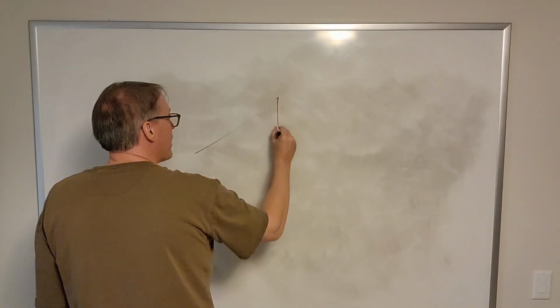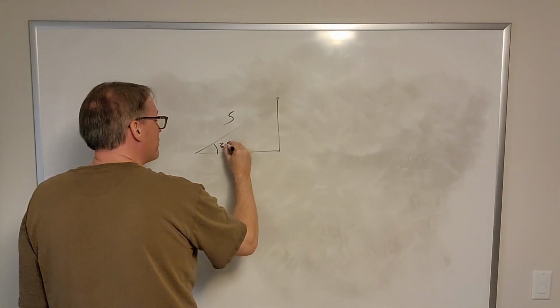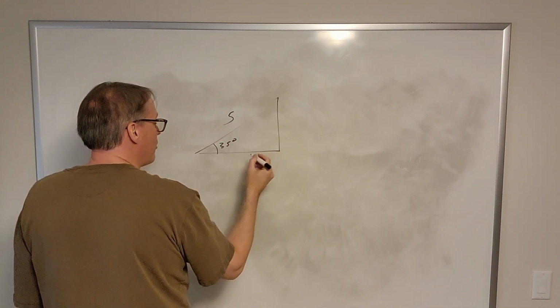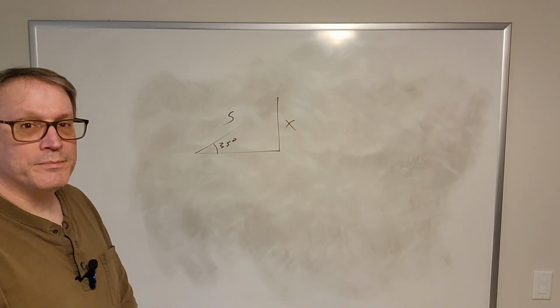Let's try another one. Let's say I have a right triangle. This side is 5. This angle is 35 degrees. What is this side length? Give it a shot.